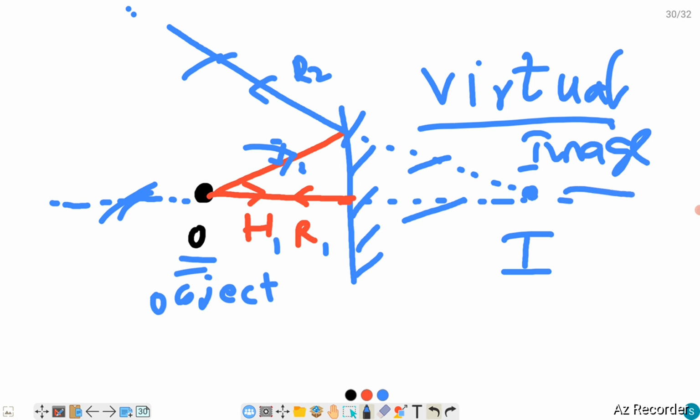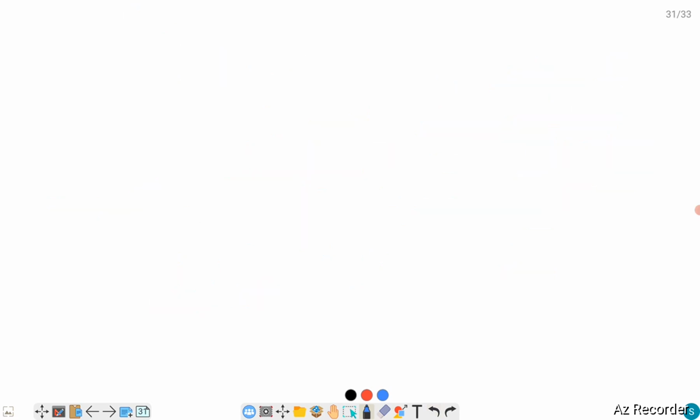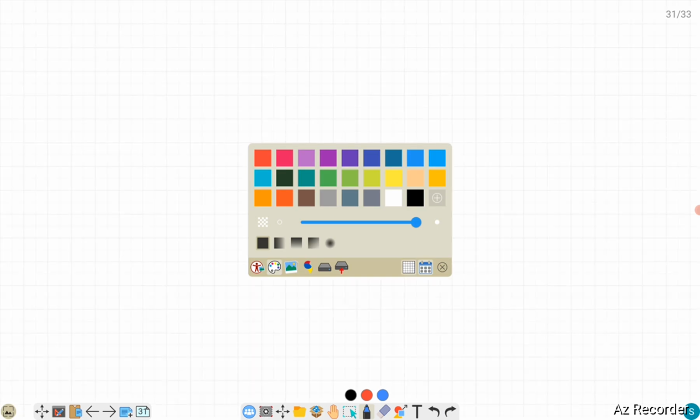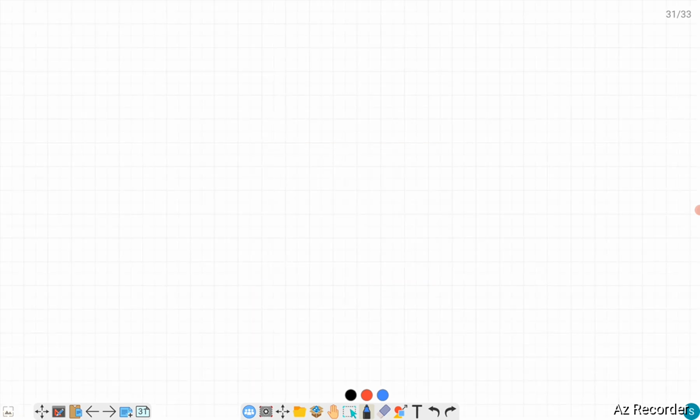Now image means it is the point of intersection of reflected rays. But whenever reflected rays are extended behind the mirror and it is forming an image, that is called virtual image. Understood? Now there will be different characteristics of this image. Let us learn them. For learning it, we'll take one graph paper again. Then I'm taking a plane mirror. Same thing, take any object here at this place.